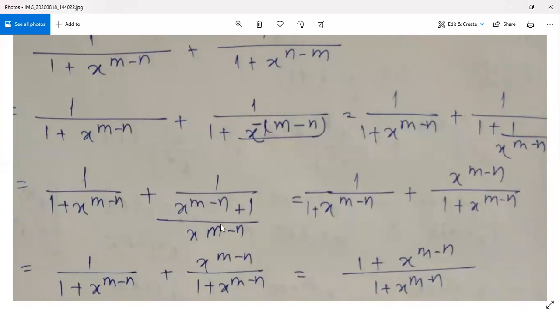In the next step, see, you are in 9th class. You should know how to find the LCM here. When you take out the LCM, see the denominator of 1 you can write as 1. You will get the LCM as x to the power m minus n.